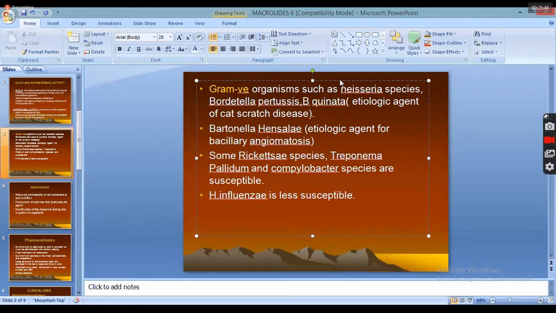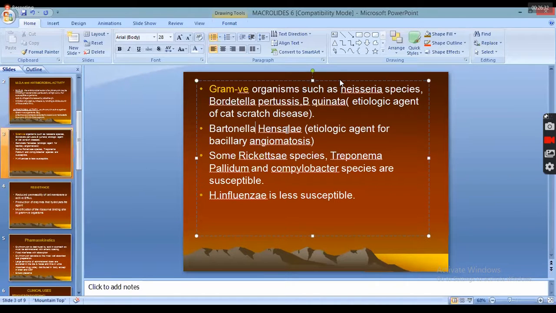Bartonella henselae is also a causative organism for a disease called bacillary angiomatosis. So please remember the names like Bordetella pertussis, the etiological agent for cat scratch disease, and the etiological agent for bacillary angiomatosis, and many sexually transmitted diseases caused by Rickettsia and Chlamydia species. Treponema pallidum, you all know, is the causative organism for syphilis. Now we have two or three sexually transmitted diseases caused by Rickettsia, Chlamydia, Neisseria, Treponema pallidum, and cat scratch disease.